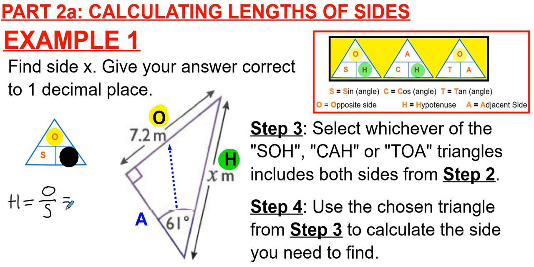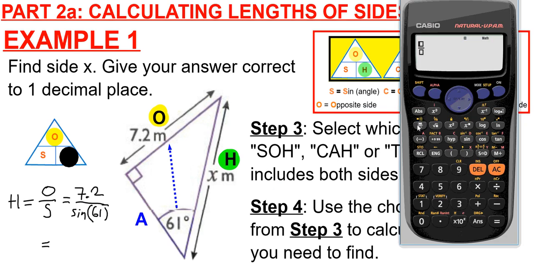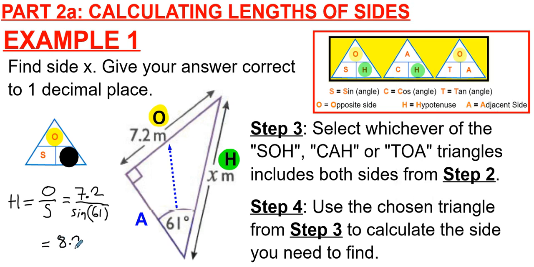Like so. Now we need to remember what O stands for. So O is the opposite side, which is 7.2. And S stands for sin, followed by the angle we're talking about, which in this case is 61. So then if you bash that into your calculator, exactly as it appears here, O on top, S on the bottom, I'd even suggest using your fraction button. So 7.2, sin 61 on the bottom. Press equals, give it to one decimal place, it'll be 8.2 meters. And we're done.